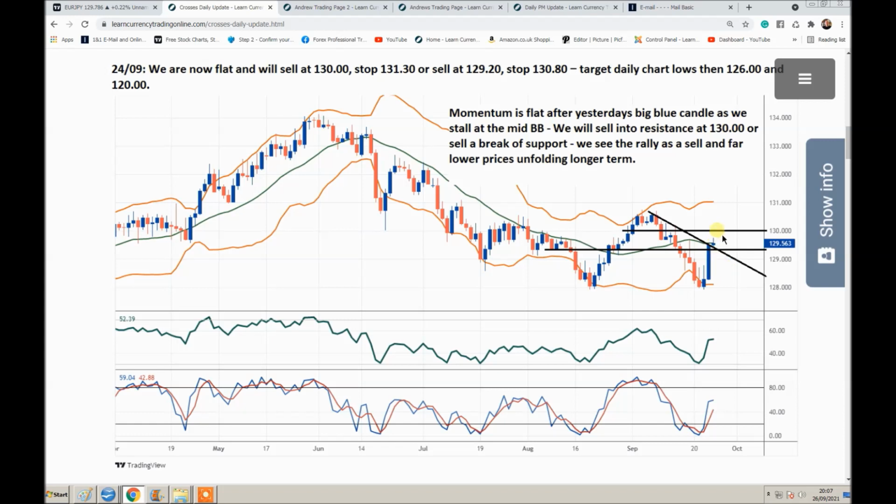I'm going to sell at 130 if we get there, stop behind the big 131 level, or if we don't get there, take a break of support, stop behind these candles I'm highlighting, looking for new daily lows, 126, then 120. Big trend is down. I view the bounce as a selling opportunity.